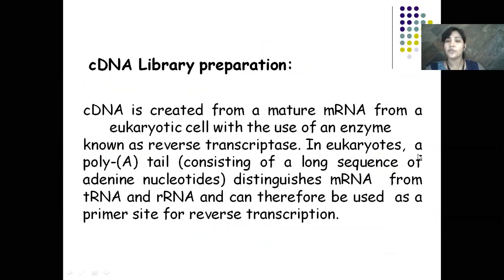So in eukaryotes, a poly A tail distinguishes mRNA from tRNA and rRNA and can therefore be used as a primer site for reverse transcription. So that site can be used as the site where the primer will come and bind, and we can achieve the reverse transcription.